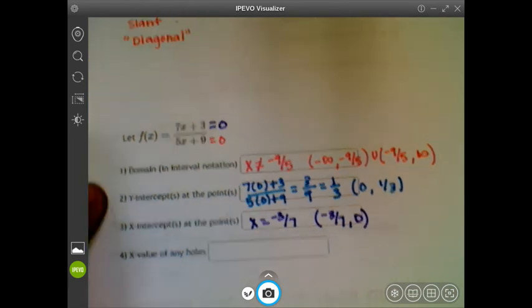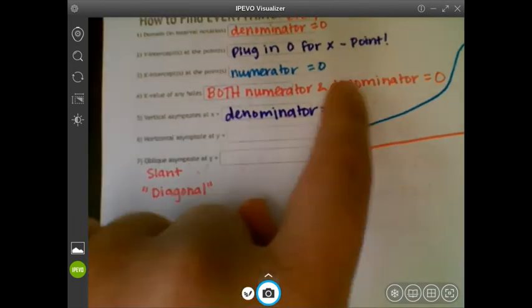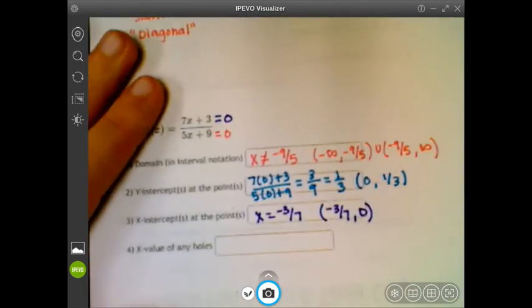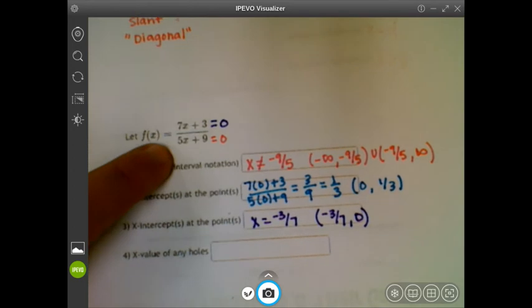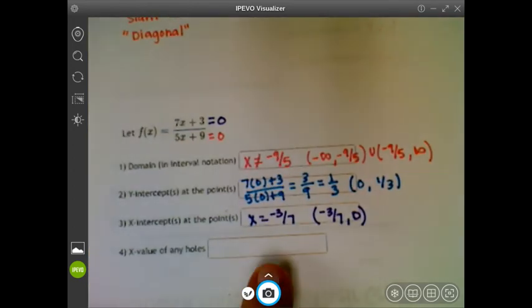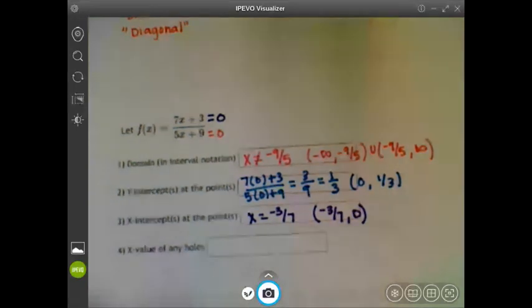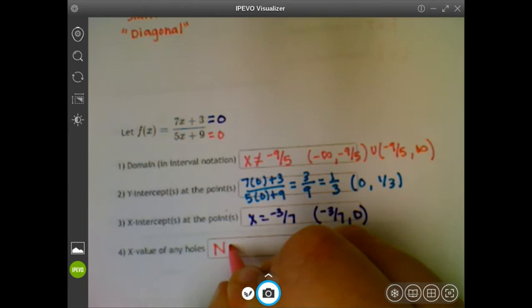All right, up next are the holes. So holes make both the numerator and denominator equal to 0. So is there a number that made both the top and the bottom equal to 0? Well, the bottom was equal to 0 at negative 9 over 5. The top was equal to 0 at negative 3 over 7, and those are not the same number. So that means that there are none. It is possible to have none.